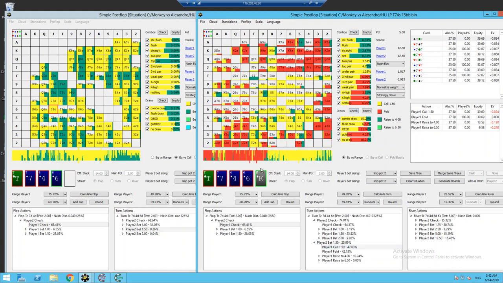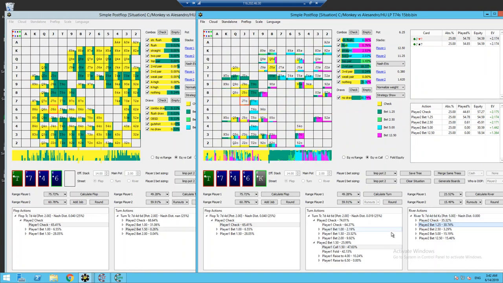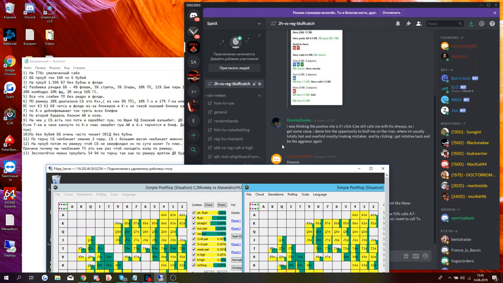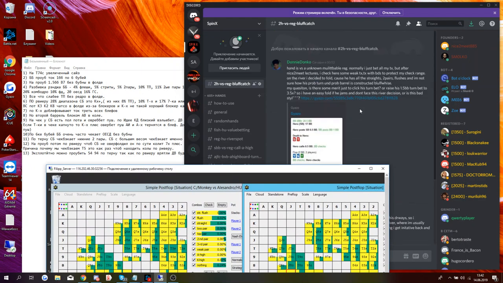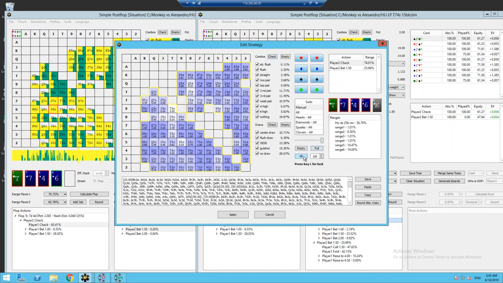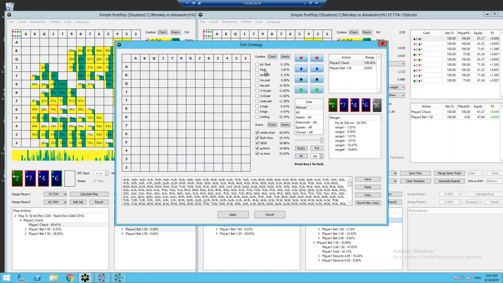So we call, and the river is a king. Actually, before we look at the river, because the hero said here that big blind has all the straights, all the flushes, all the two pairs, right? He's got a lot of strong hands, which is true. But let's look at how many strong hands he actually has. So he's got 4% of his range are flushes, 5% are straights. So 9, 10% of his range overall are going to be straights and flushes.